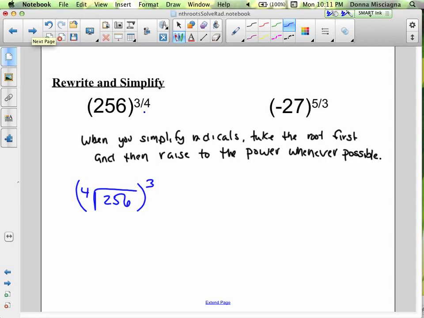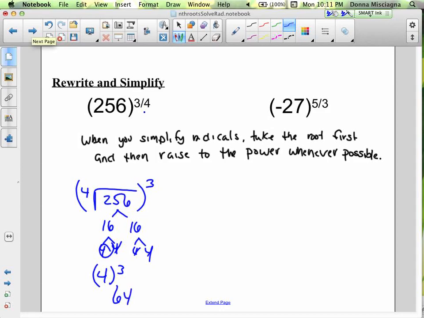So 256, by the way, is 16 times 16, which is 4 times 4. So 1 4 comes out, 3 4s go away. So 4 is definitely our answer here, but we're not done, right? Because we need to cube it. And so 4 cubed is 64, and that's our final answer.